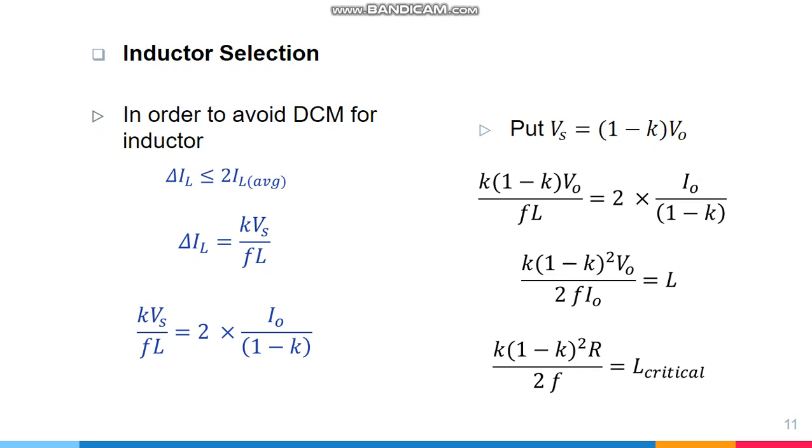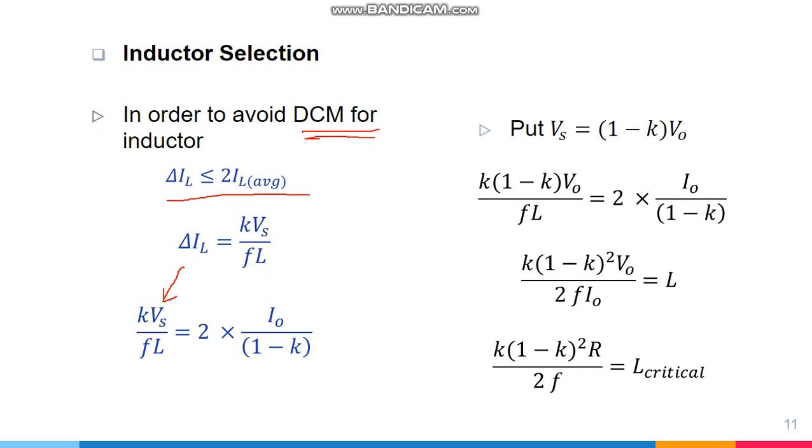So in order to avoid the discontinuous conduction mode, the current from the inductor should never become zero. Therefore we are using the same condition: delta IL, the ripple from this inductor, should be less than or equal to 2 times the average value of the current from this inductor. So I will use either value of delta IL. I am using the value of delta IL during the charging time because it is a simple expression.